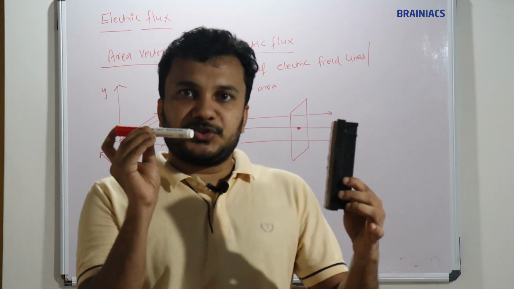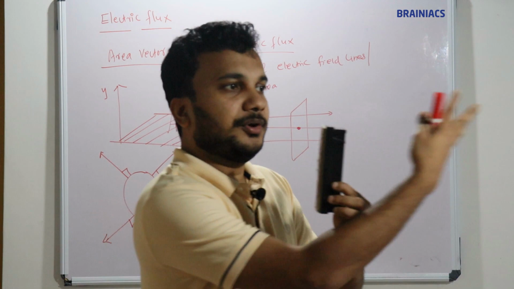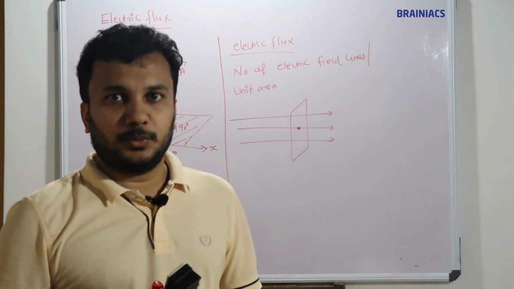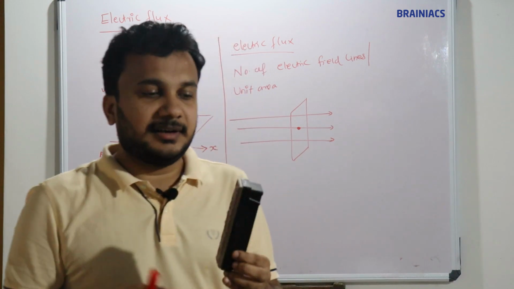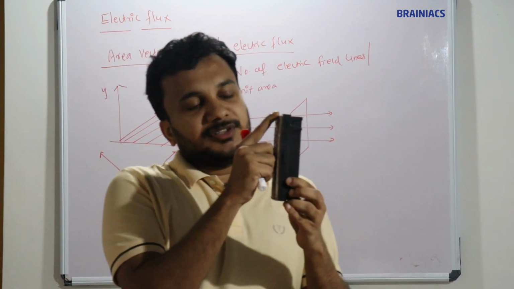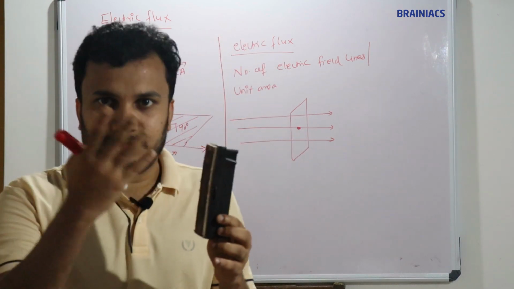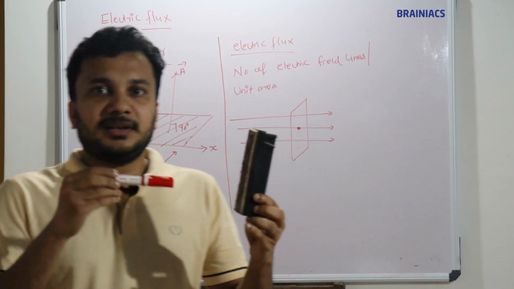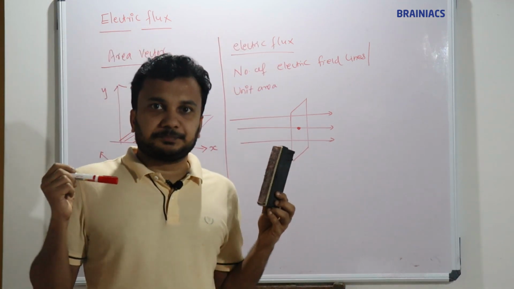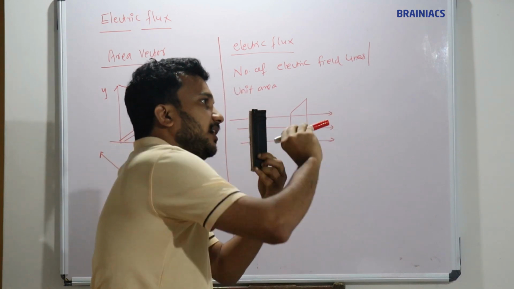This charge will produce electric field lines, and these electric field lines are coming into this point and going out of this one. These things are called electric field lines. Suppose you are assuming this is a 1 meter square area. I know this is more than or less than 1 meter square, that doesn't matter. Now the electric field lines are coming like this, passing into the surface and going to the other side.